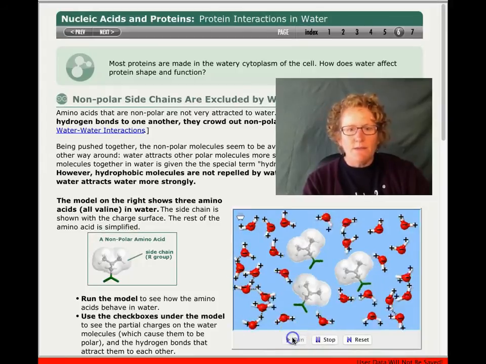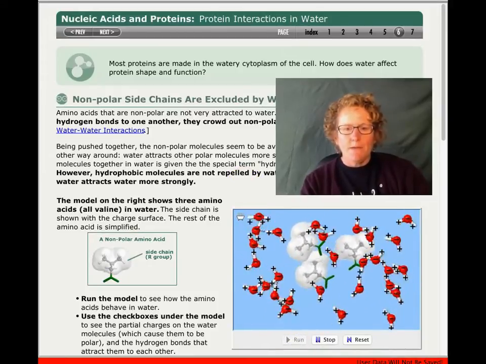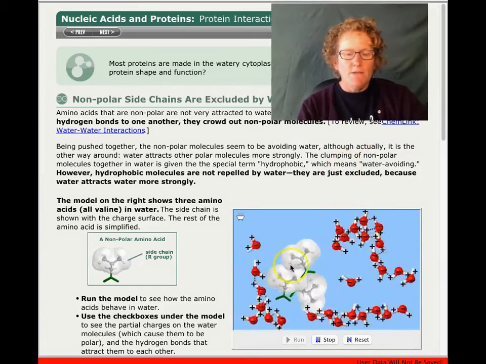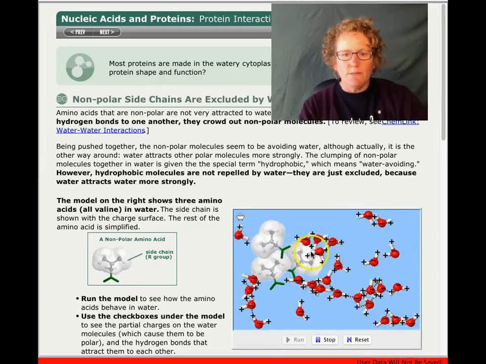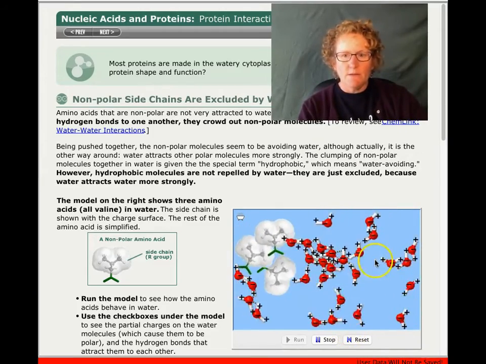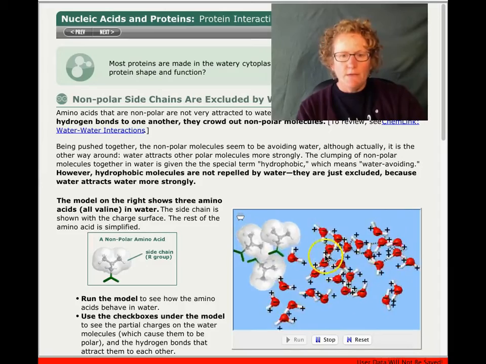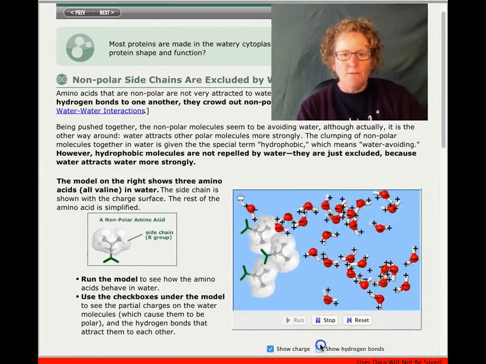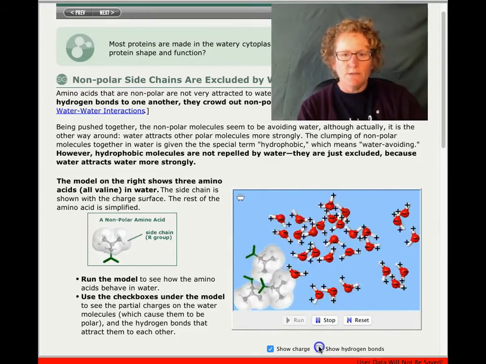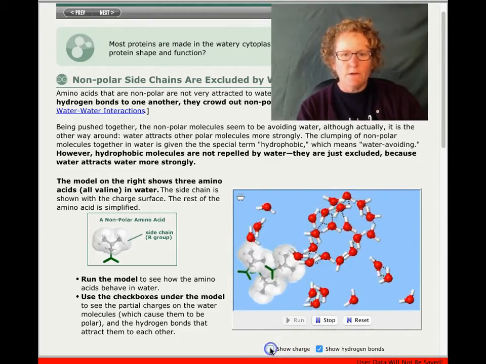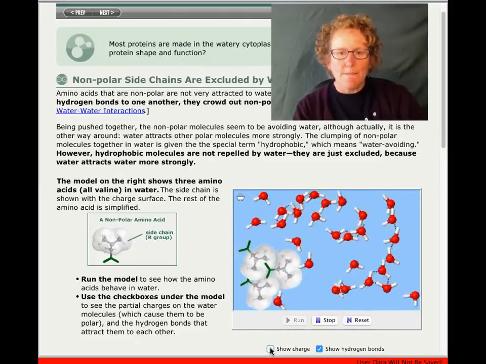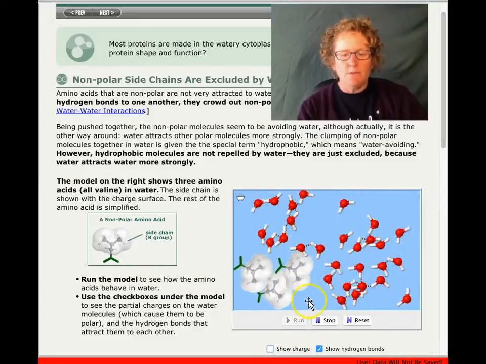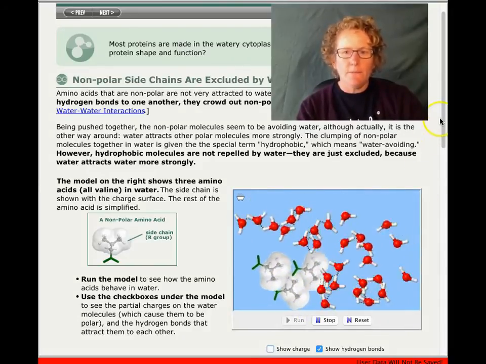Let's run this and see what happens. Do you see the valine really interacting with the water? Is it making any hydrogen bonds? These little dotted lines among the water are the hydrogen bonds. I'll turn them off so you can kind of see the difference here. We can turn off charges too so you can see them better. I don't really see that valine making any hydrogen bonds with the water, and it's kind of sticking with itself.